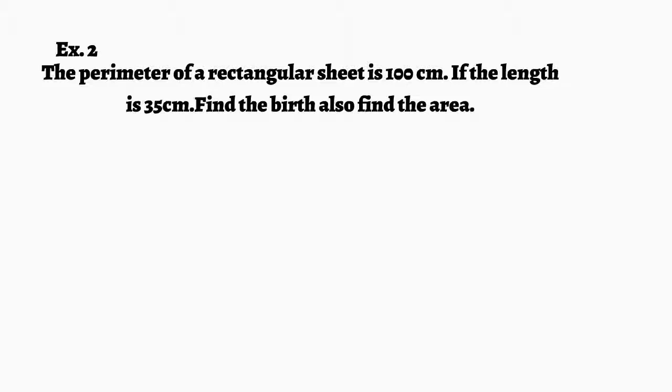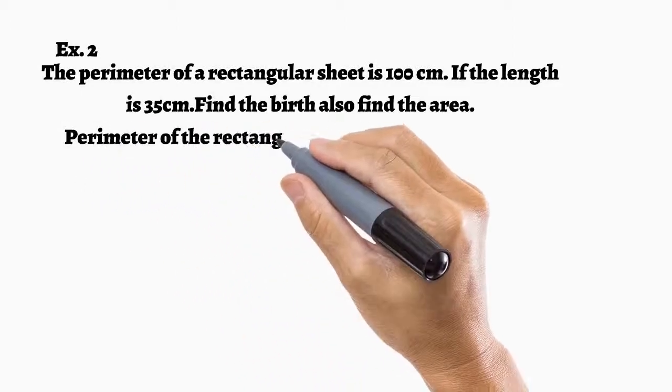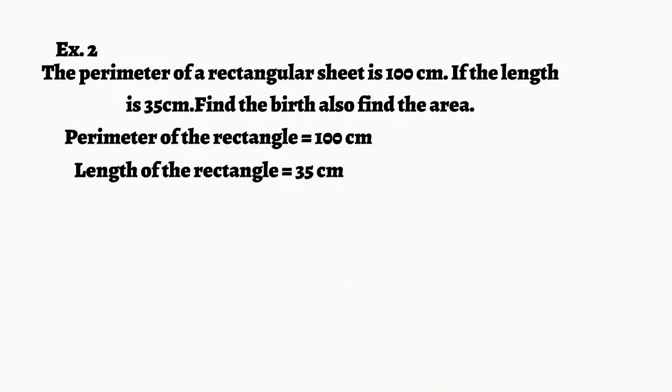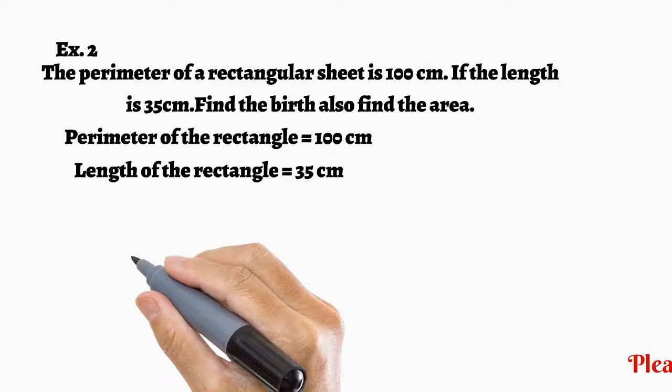Next, what is available? Okay, rectangle length is available here. How much is that? Perimeter of the rectangle is 100 centimeters and length is 35. Now all available details have been written here. Then what is the next step? What needs to be found out?